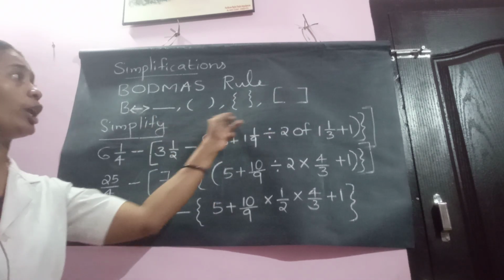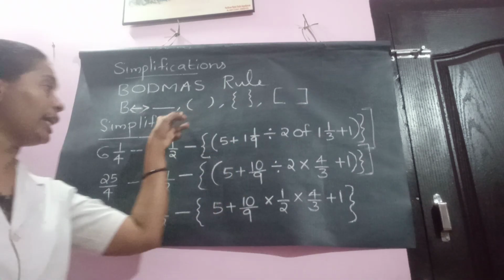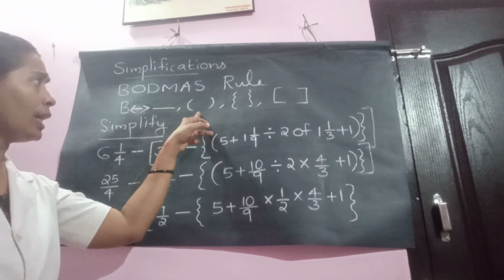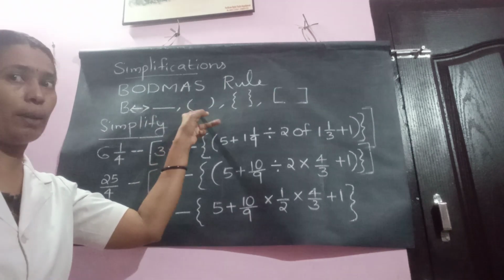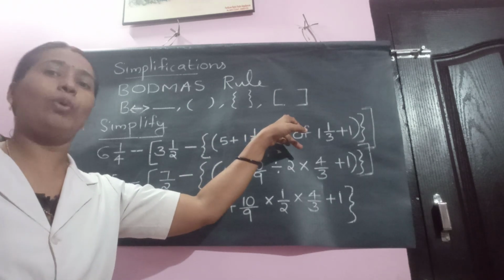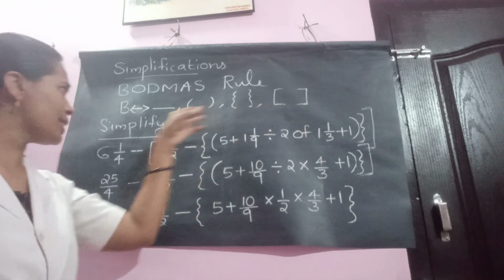And this is the order of opening the brackets. When there is a vinculum in the question, first you have to open the vinculum. Then next what do you have to open? Small bracket. Then curly bracket. And last what do you have to open? Square bracket. Isn't it? So let us start with a question.